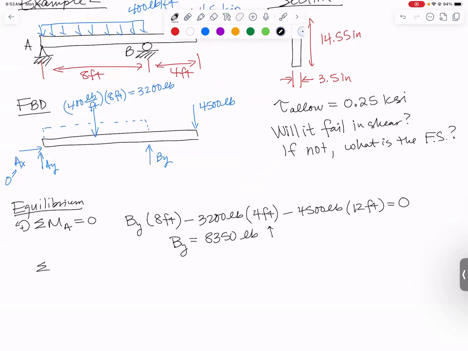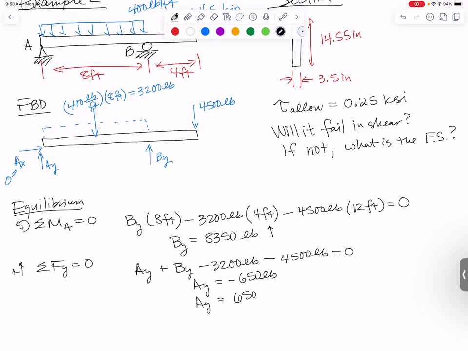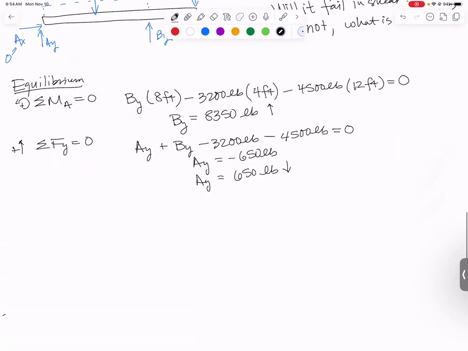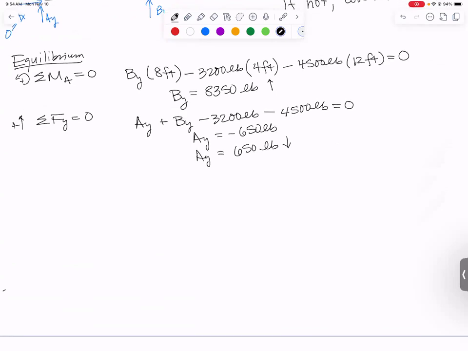And then if I sum forces in the y direction, I can solve for AY. I have AY plus BY minus 3,200 pounds minus 4,500 pounds. That all equals 0. AY comes out to be minus 650 pounds, or think of it as 650 pounds, but it acts downward. With that information in hand, we can go and draw that shear force diagram.